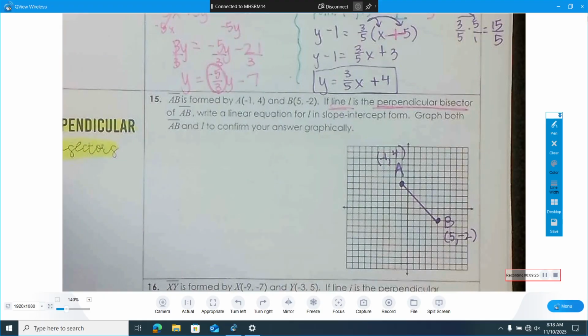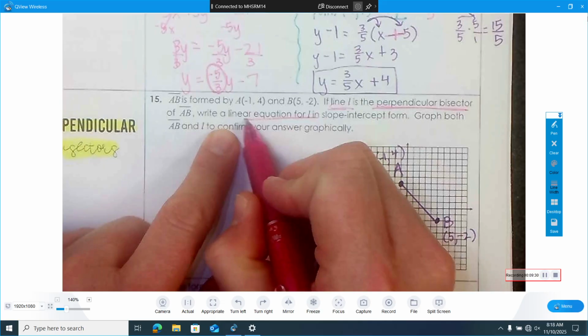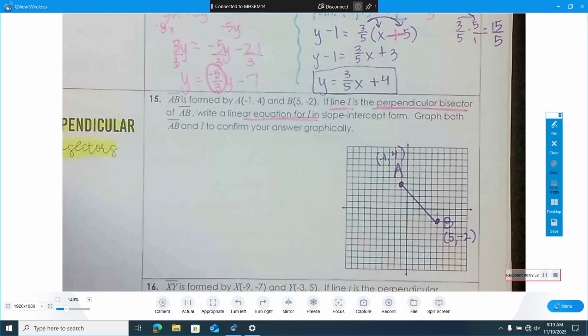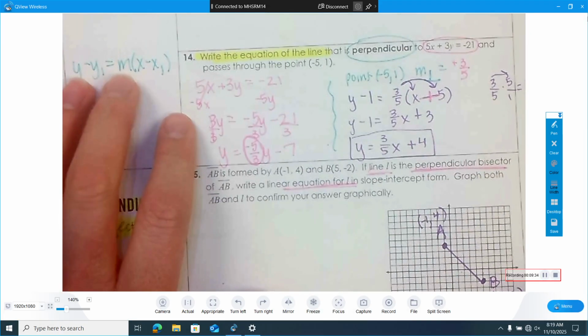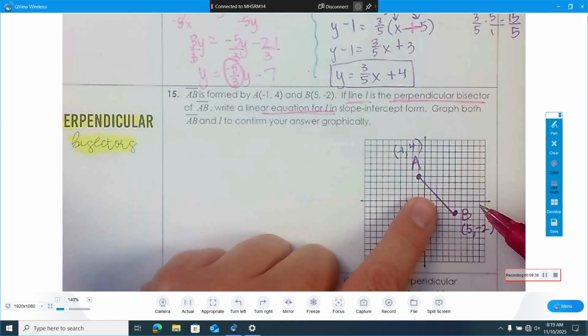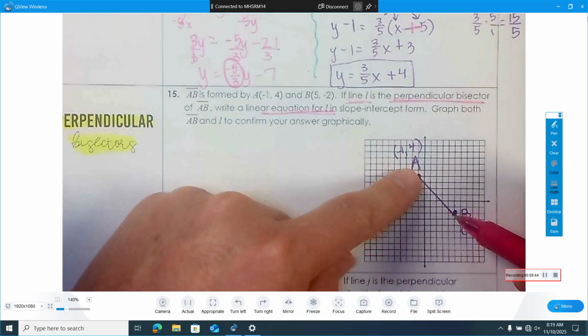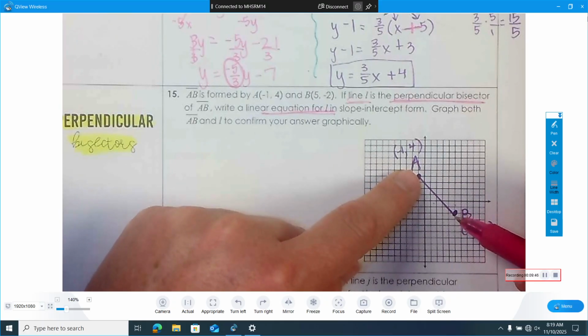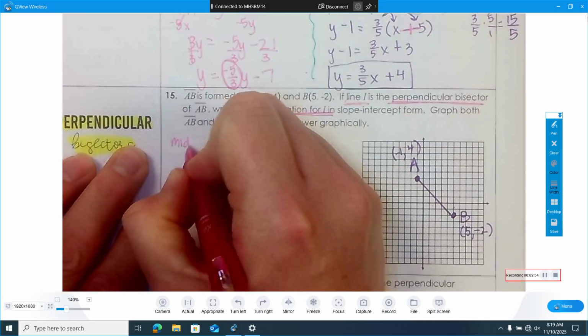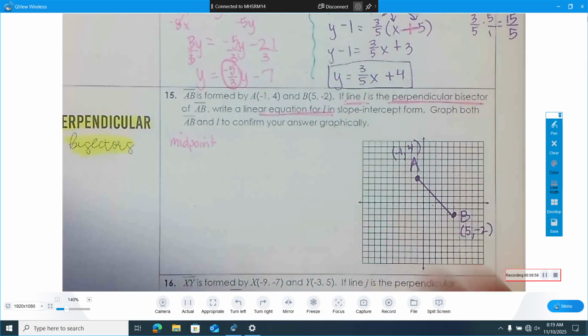Okay. Well, so we need to find a linear equation for line L. So once again, I've got to use my point-slope form. I need to find an equation for a perpendicular bisector. What is that going to look like here? Well, to bisect this segment, it has to go through the middle, as in the midpoint.